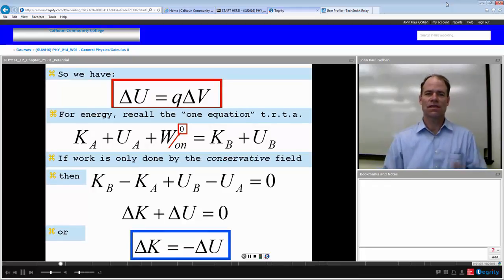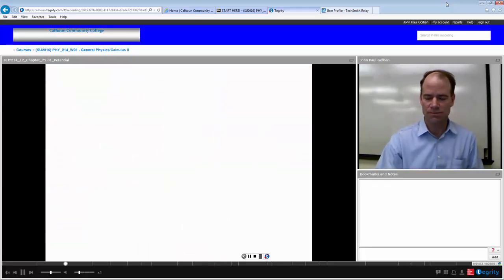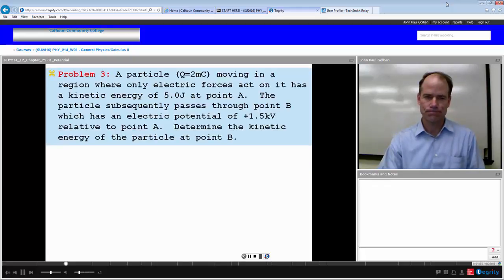If we use the opposite statements on this screen, the top statement being the change in potential energy equals charge times change in potential, and the bottom statement saying that change in kinetic energy is a negative change in potential energy, these two very simple statements will take us a long ways through handling problems in this chapter.